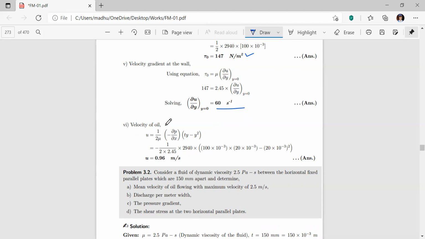Now finally the velocity of the oil can be found out by the velocity distribution equation u is equal to 1 by 2 mu into minus dp by dx into t y minus y square. You know the value of minus dp by dx as 2940, mu as 2.45, t as 100 into 10 to the power of minus 3, and y as 20 into 10 to the power of minus 3. Substitute all, you will get finally the velocity of the oil as 0.96 meter per second.